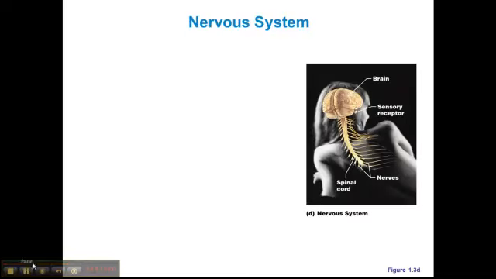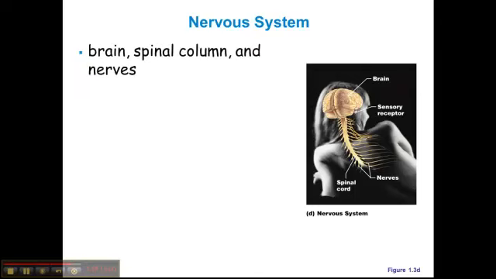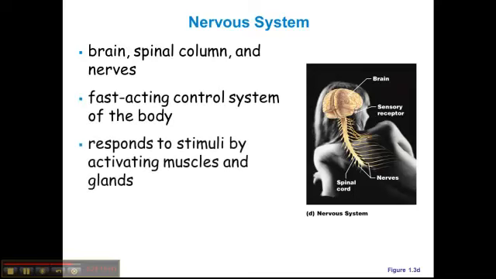The nervous system, which we will cover in chapters 11, 12, and 13, is the fast-acting control system of the body, including the brain, spinal cord, and the nerves. This responds to stimuli by activating muscles and glands.